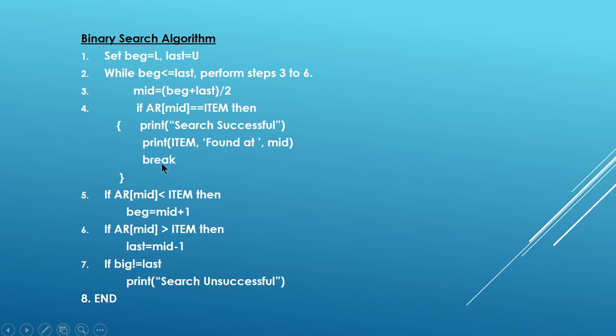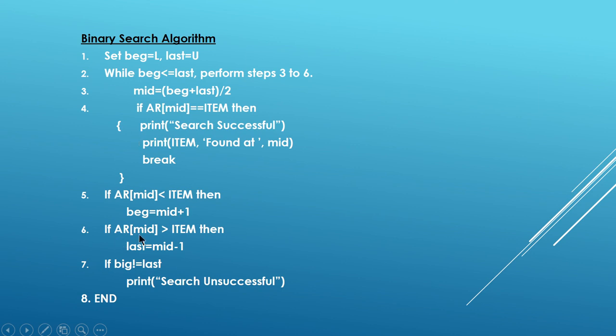Okay, so here if A of mid is less than item, that is, whatever item you are looking for is greater than the middle element A of mid. Okay, in that case beginning is equal to mid plus 1, whatever the mid value. So from the mid plus 1 position you are going to change. So with the new beginning and end, you have to repeat the task, right?